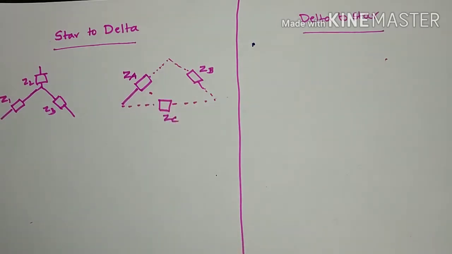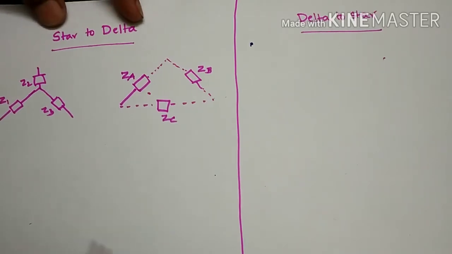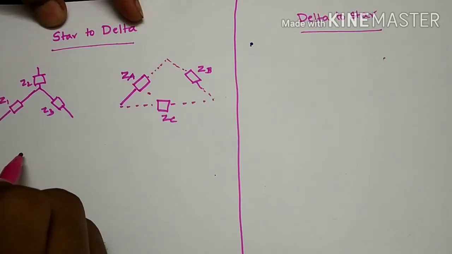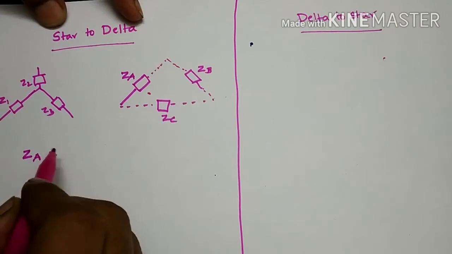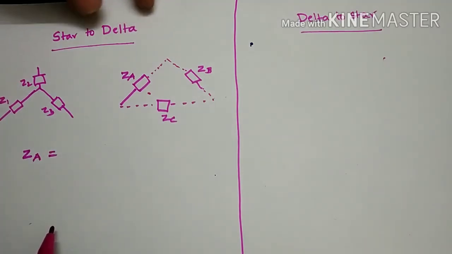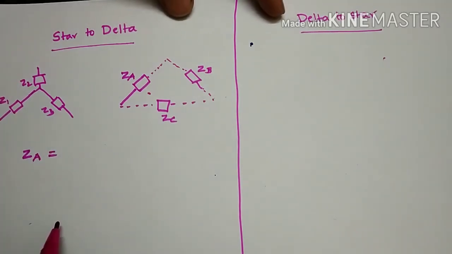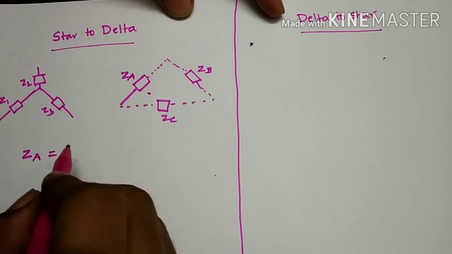These star to delta and delta to star conversions are used to simplify the circuits. So now we will convert this star into delta. First we will see what the formula is. We have to find ZA, so we will start with ZA. First you have to know the formula to convert from star to delta.